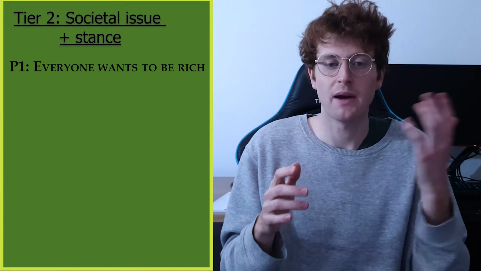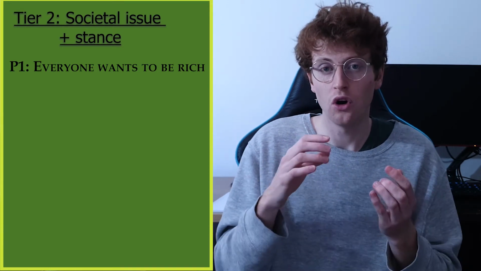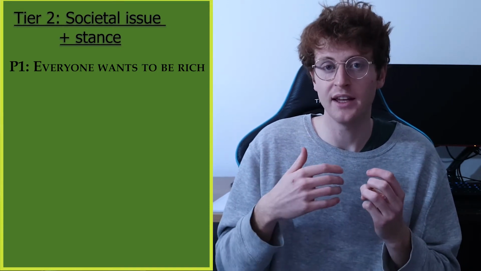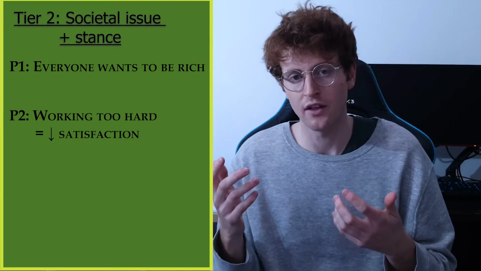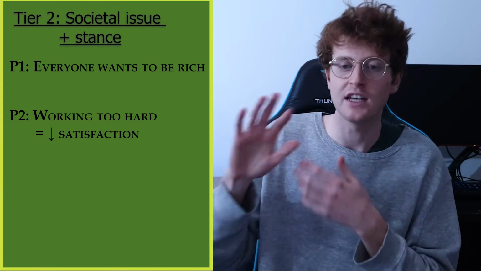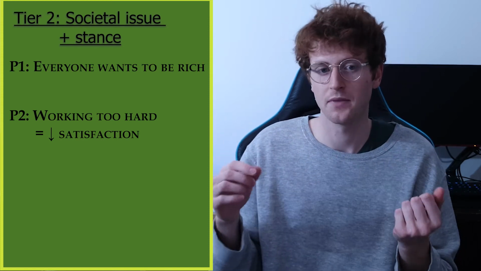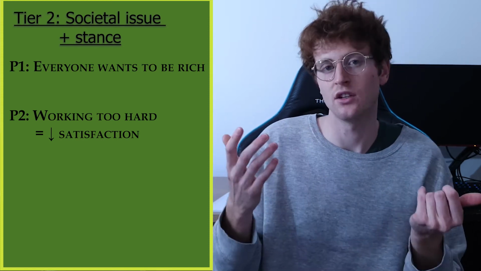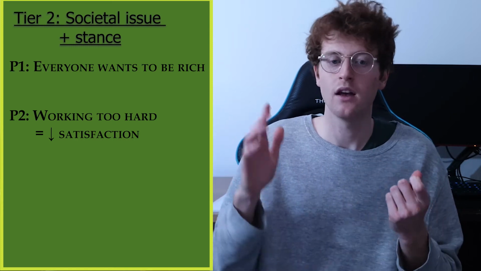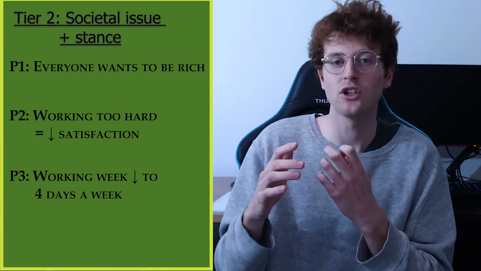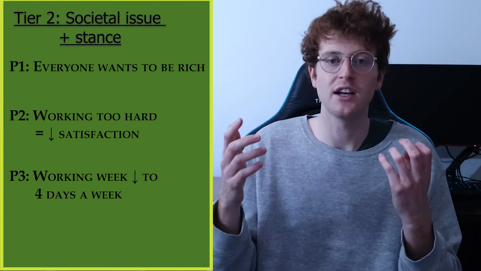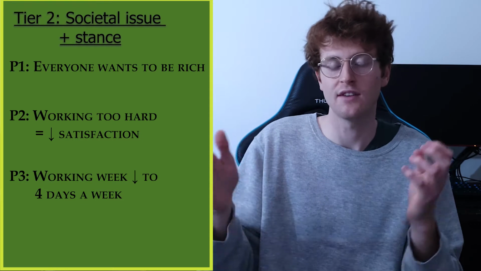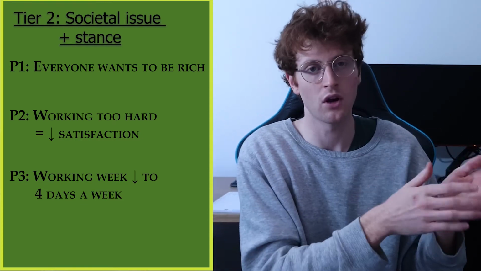We would then introduce paragraph 2, which is your societal issue that you believe. So it would be something like, I believe people work too hard for their lives, and therefore this is decreasing their life overall satisfaction. And then you would try and introduce that solution in paragraph 3. Would be like, I think that the work week should be reduced to 4 days a week instead of 5 to allow people more freedom in their lives to get out and about and achieve the things that they want to achieve outside of their work life.